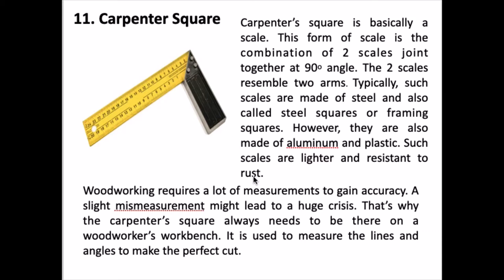to rust, right? Woodworking requires a lot of measurements to gain accuracy. So parallelism and the 90 degree angle are very essential in woodworking. Slightly wrong measurements might lead to a huge problem. To prevent these mismeasurements, we use this try square, or you can say this carpenter square. That's why the carpenter square always needs to be on a woodworker's workbench. It's also used to measure lines and angles to make a perfect cut, right?